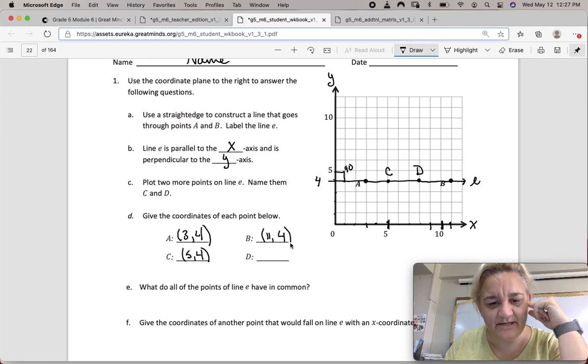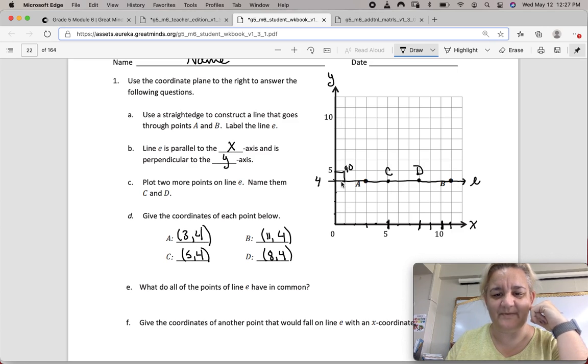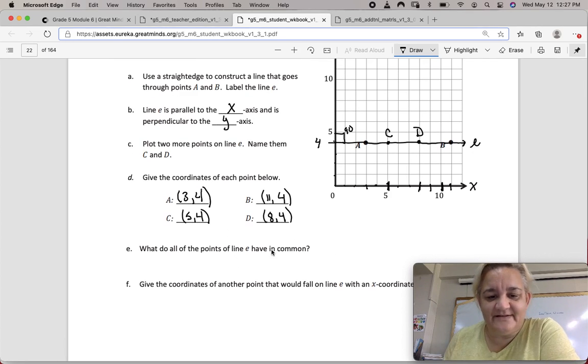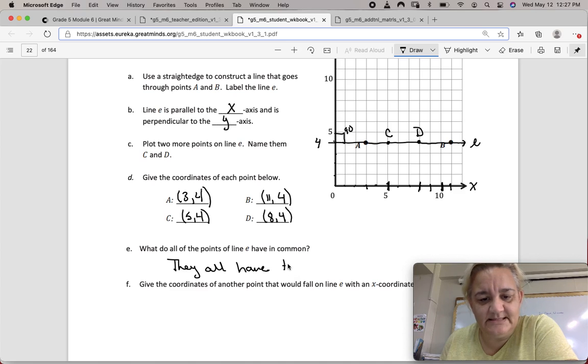Are you seeing the pattern here? 4, 4, 4. D is 5, 6, 7, 8, and 4. So this horizontal line is always going to end in 4 because it doesn't move, and it's perpendicular to the y-axis. What do all the points in line E have in common? They all have the same y-coordinate.